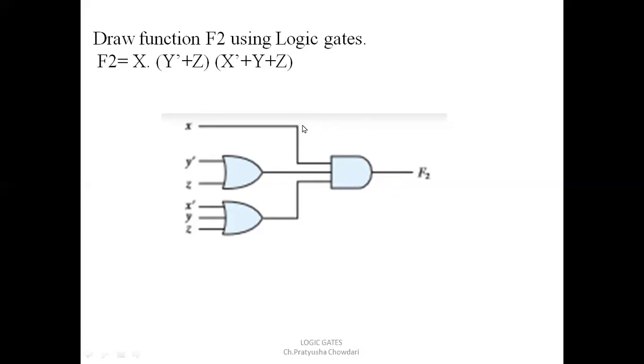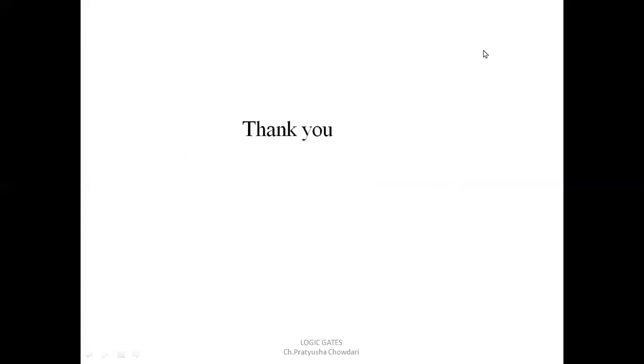Now I have the 3-input AND gate to which I am giving X, the output of Y bar plus Z, and the output of X bar plus Y plus Z. So I'm going to have my output as F2. That is how we will realize any kind of equation using logic gates. I hope you understand. Try to take some more examples and realize them using logic gates. Thank you.